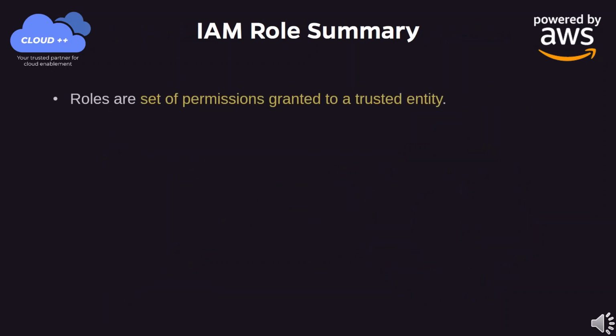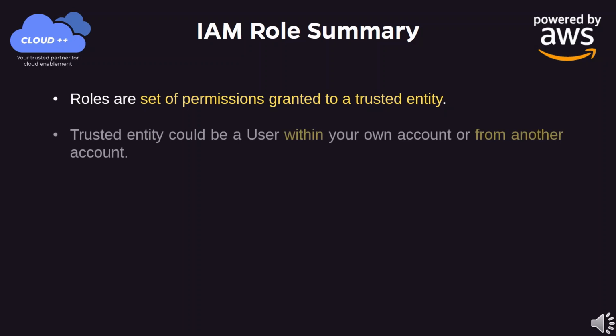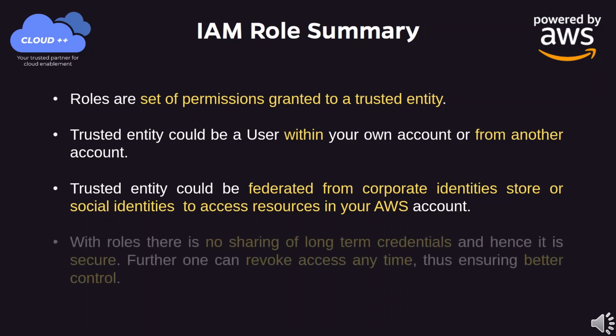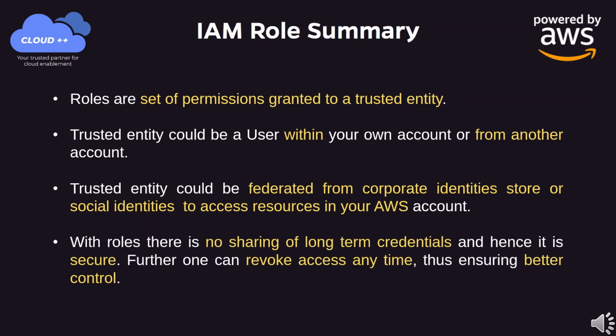Roles are a set of permissions granted to a trusted entity. Trusted entity could be a user within your own account or from another account. Trusted entity could be federated from corporate identities store or social identities to access resources in your AWS account. With roles, there is no sharing of long-term credentials and hence it is secure. Further, one can revoke access anytime, thus ensuring better control.